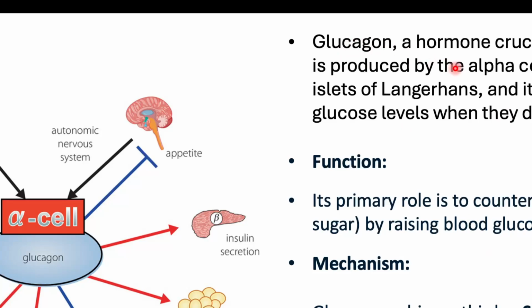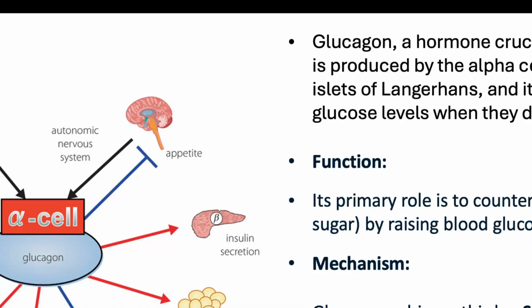Glucagon is a hormone crucial for regulating blood sugar. It is produced by the alpha cells within the pancreatic islets of Langerhans, and it works to increase blood glucose levels when they drop too low. So when the blood glucose level drops too low, this hormone glucagon increases the blood glucose level via signaling the liver. Function: its primary role is to counteract hypoglycemia, or low blood sugar, by raising blood glucose levels.